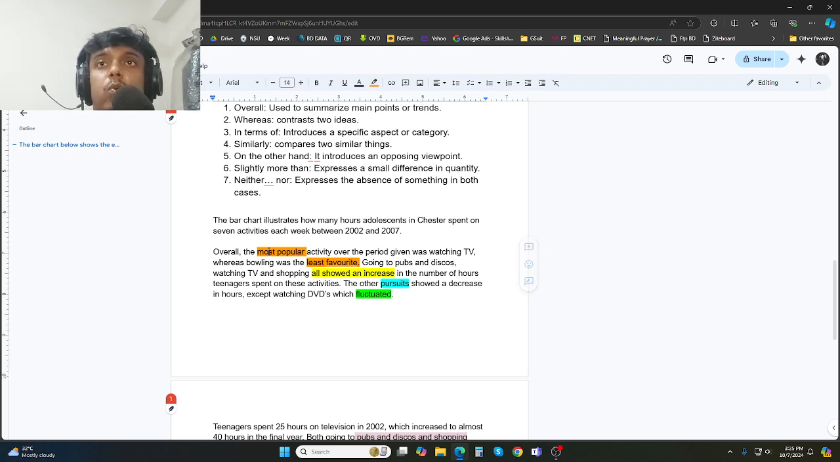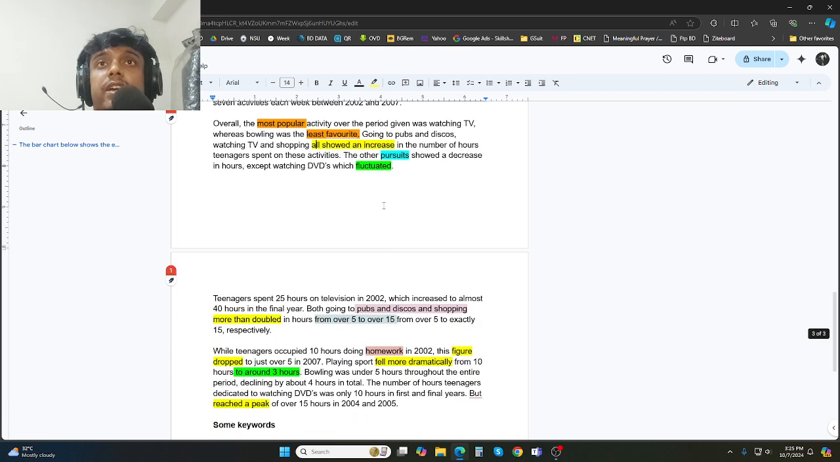So we are getting the words. Words are really very important. The powerful band 7, 8, or 9 vocabularies will be structured like this. Going to pubs and discos, watching TV, and shopping all showed an increase. So over here, for any type of chart, we can see the increase, the decrease. So these are the keywords we will be needing. In the number of hours teenagers spent on these activities, the other pursuits showed a decrease in hours, except watching DVDs, which fluctuated. So fluctuated is another keyword.